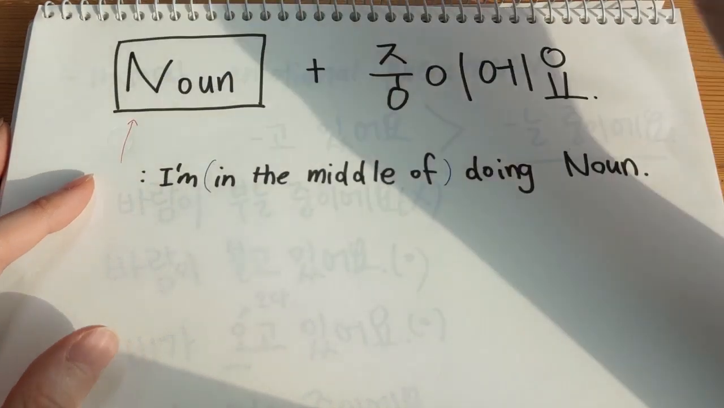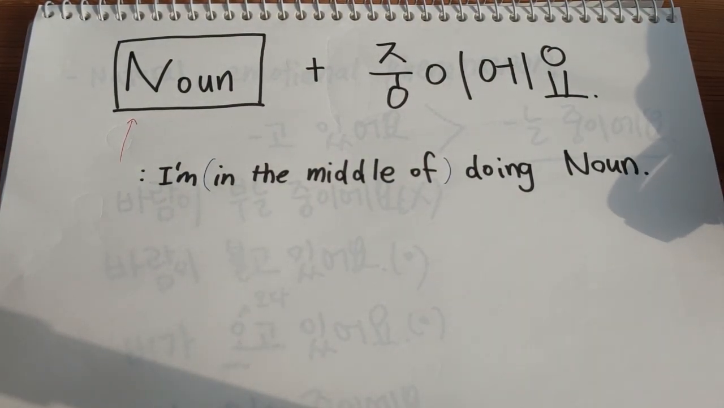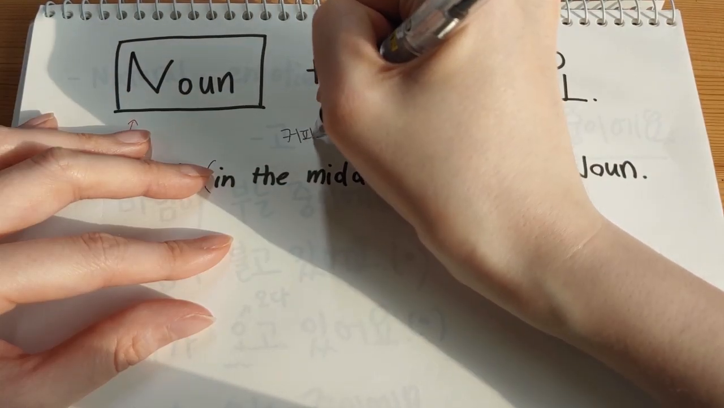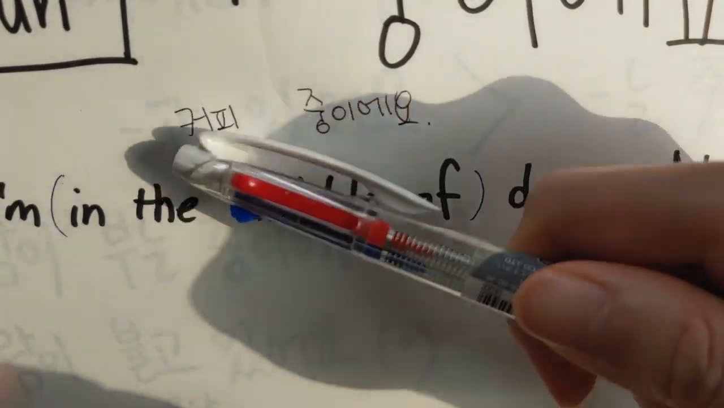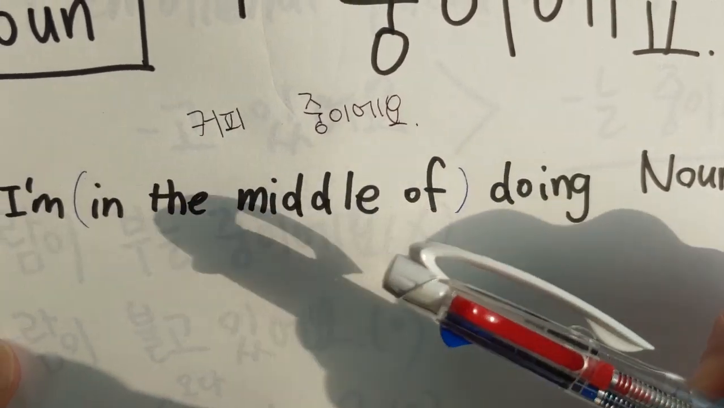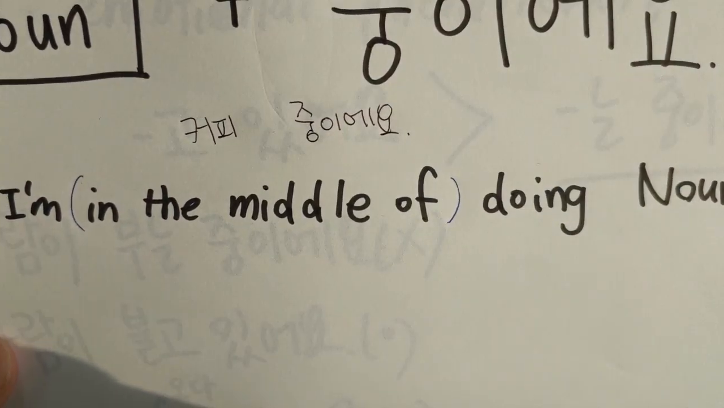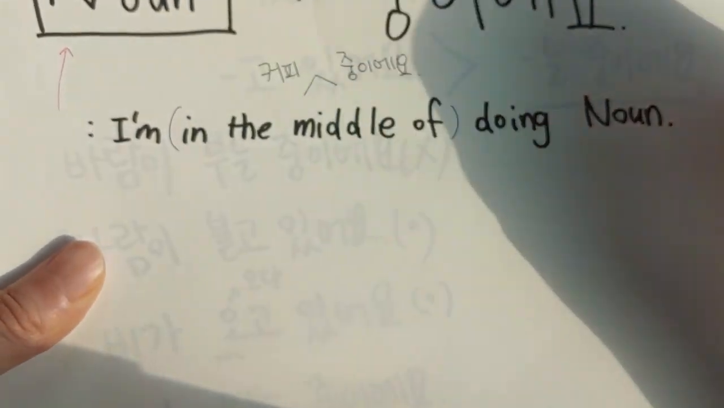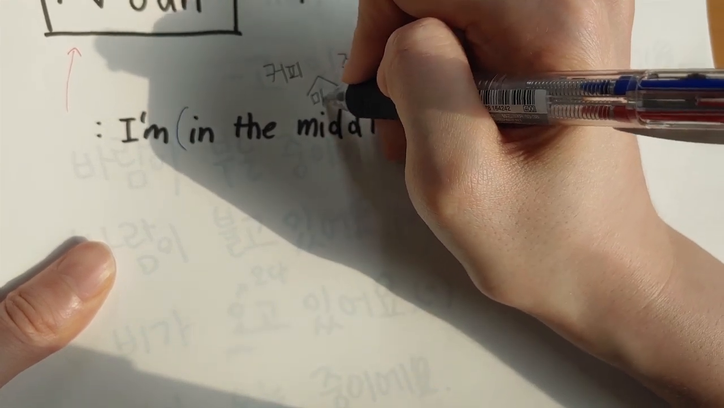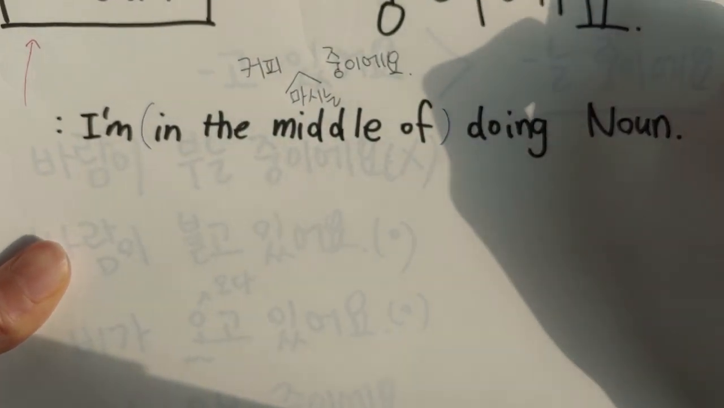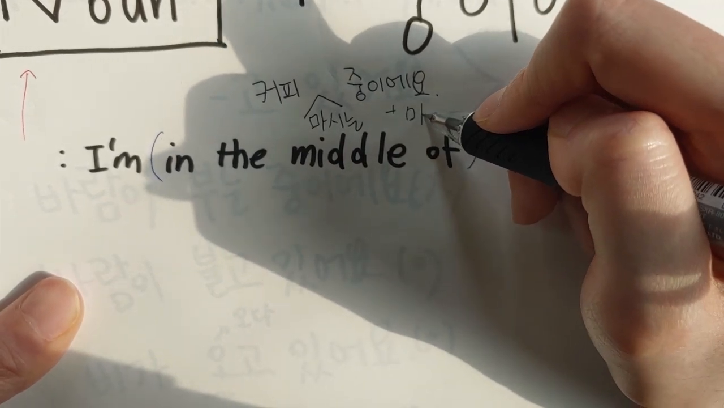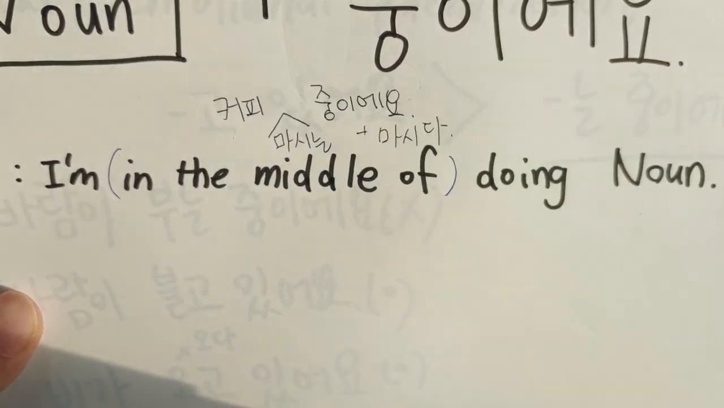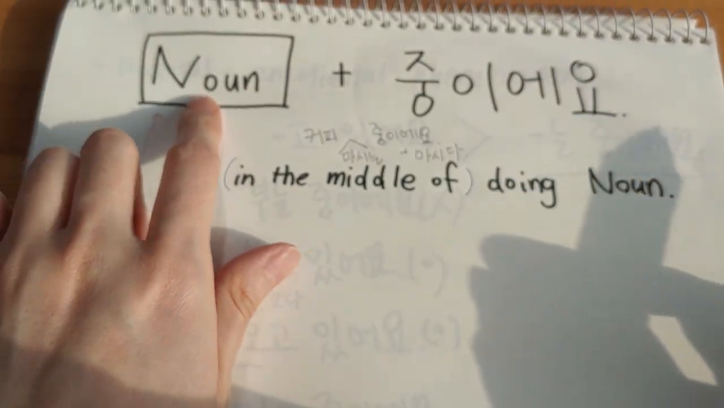But for a noun, you cannot put any kind of noun. So you can't say, for example, 커피 중이에요. 커피 means coffee. So you cannot say 커피 중이에요 when you want to say I'm drinking coffee. You have to put specifically what you're doing with coffee. 커피 마시는 중이에요, right? Because 마시다 is a verb that means to drink, right? So 커피 마시는 중이에요 means I'm drinking coffee, but you cannot say 커피 중이에요.